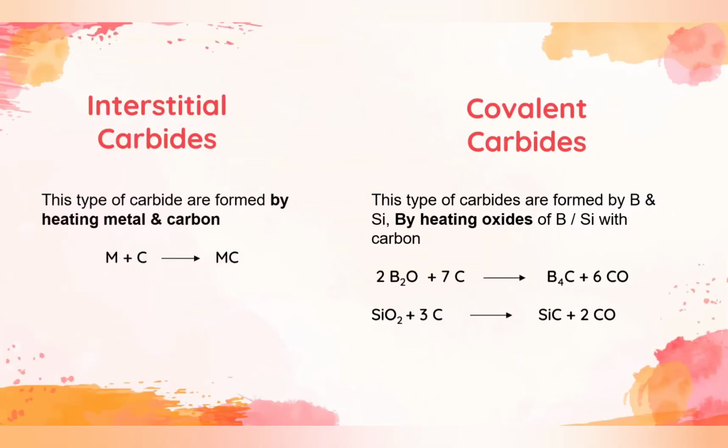For interstitial carbides, this type of carbide is formed by heating metal and carbon. For covalent carbides, this type of carbide is formed by boron and silicon by heating oxides of boron or silicon with carbon. 2 mole of boron oxide will react with 7 mole of carbon and produce boron carbide and 6 mole of carbon monoxide. And silicon dioxide will react with 3 mole of carbon and produce silicon carbide and 2 mole of carbon monoxide.